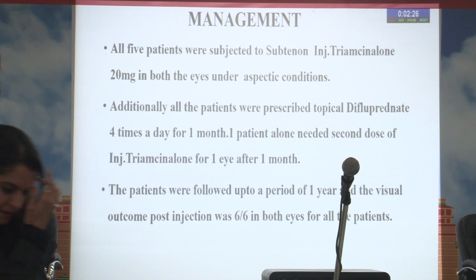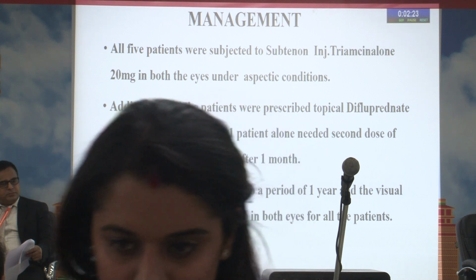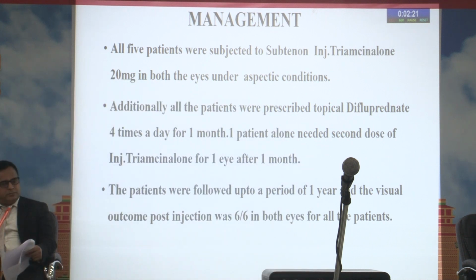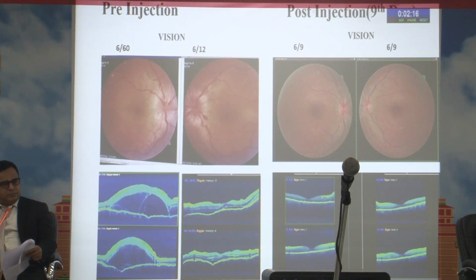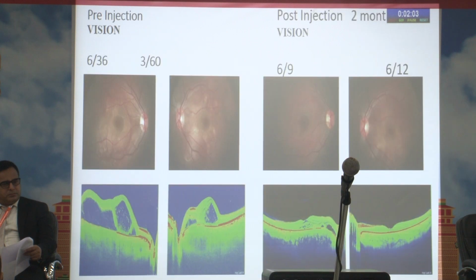The patients were followed up to 1 year, and the visual acuity post injection was 6/6 in almost all the patients. So you can see the pre-injection and the post-injection comparison of fundus photo and OCT. You can note that the vision has considerably improved to 6/9 in both the eyes on the 9th day, and the OCT is almost normal, and there is a significant reduction of the subretinal fluid. And this is also the photo and OCT of another patient. Here also you can see in the OCT the fluid has reduced and the vision has also improved.